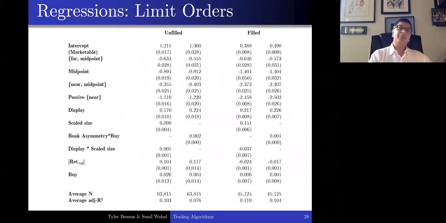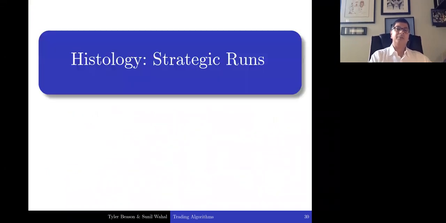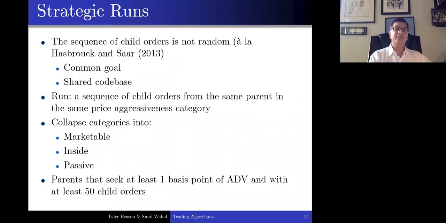Now, I can stick everything in a regression, but in the interest of time I'm going to skip regressions and take two minutes very quickly. I promised Bjorn to talk about strategic runs. So what's a run? This is the tissue-level analysis that I described.